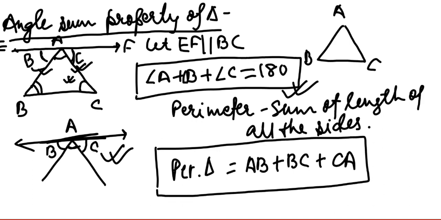So this will be the perimeter of the triangle, that is, the sum of all the sides of a triangle. Here in this slide we have studied the angle sum property. The angle sum property of a triangle says that the sum of all angles of a triangle will be equal to 180 degrees, and the perimeter of a triangle is equal to the sum of the length of all the sides, that is AB plus BC plus CA. So that's it with the introduction part of properties of triangles, students.